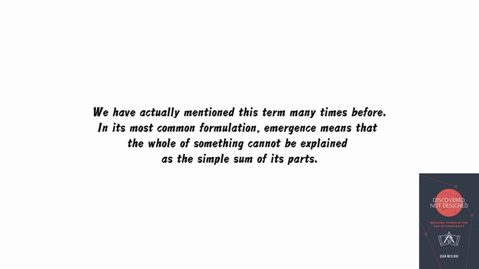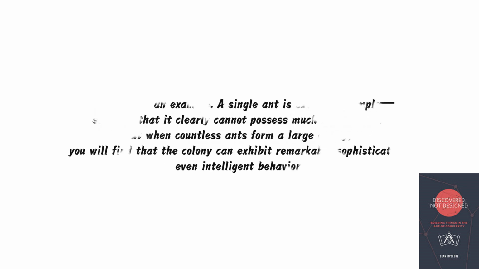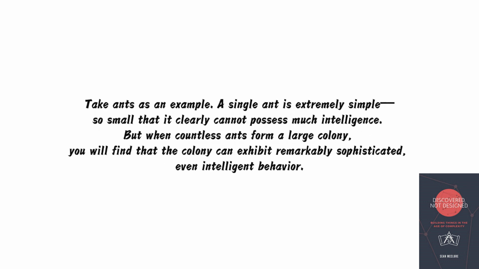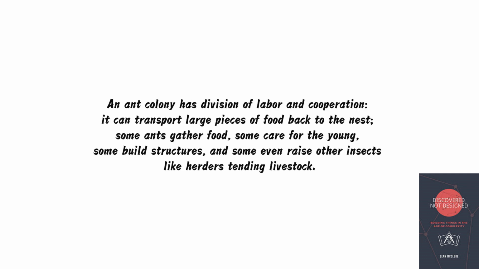In its most common formulation, emergence means that the whole of something cannot be explained as the simple sum of its parts. Take ants as an example. A single ant is extremely simple, so small that it clearly cannot possess much intelligence. But when countless ants form a large colony, you will find that the colony can exhibit remarkably sophisticated, even intelligent behavior. An ant colony has division of labor and cooperation. It can transport large pieces of food back to the nest.